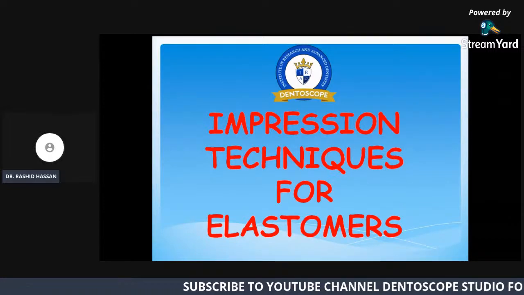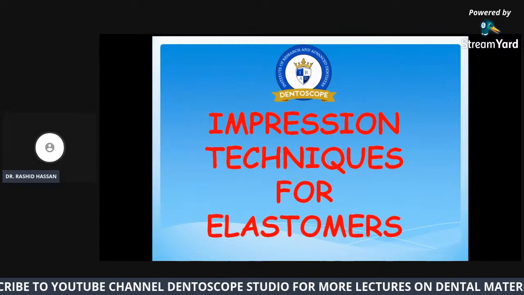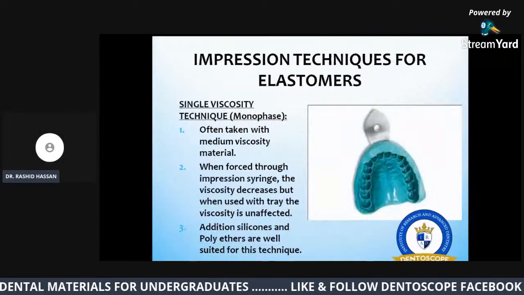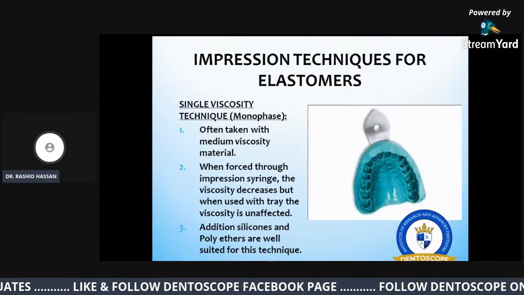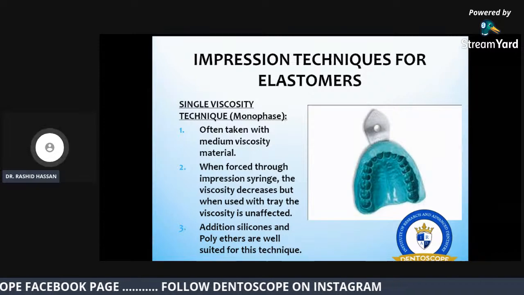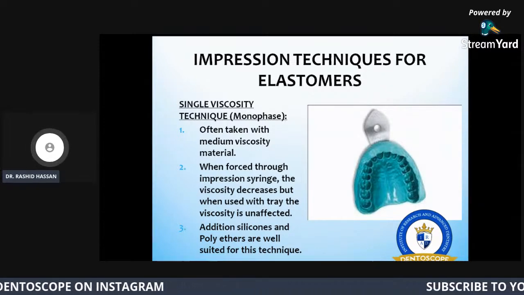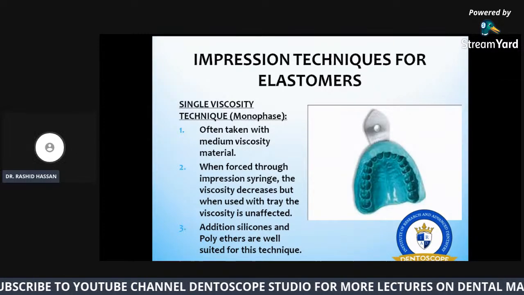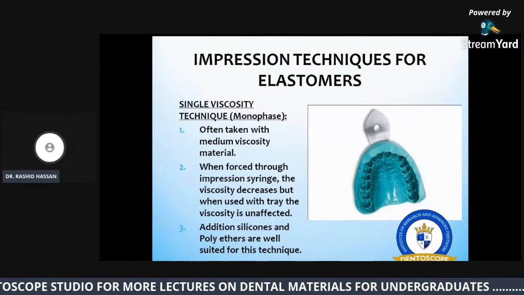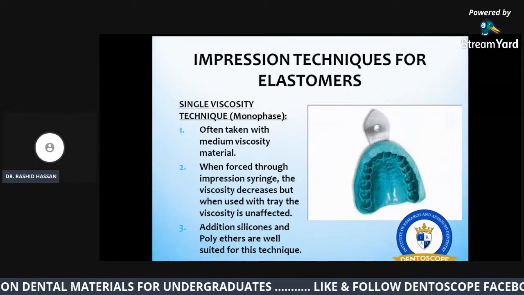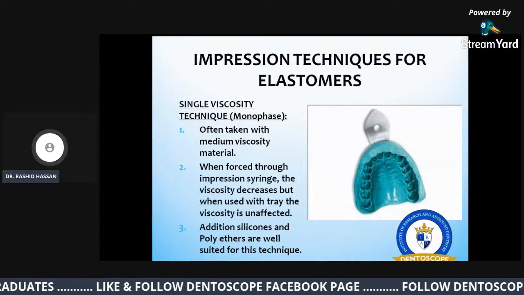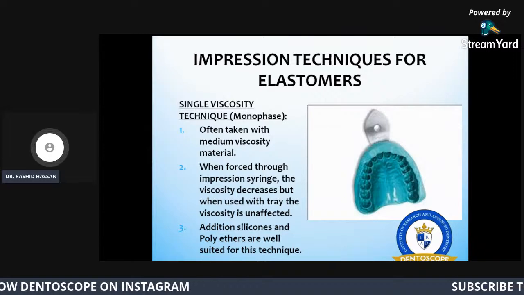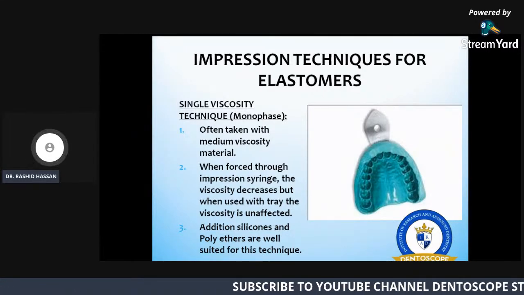Now coming to the technique: what are the impression techniques used for the elastomeric impression material? There are three impression techniques used for recording the elastomeric impression material. The first one is the single viscosity or monophase impression technique. As the name indicates, it is a single phase, single viscosity technique, often taken with the medium viscosity material. As I've told you, every material is available in four consistencies except the polyethers: light body, regular body, heavy body, and putty consistency. So you can choose any one of these viscosities to record this impression.